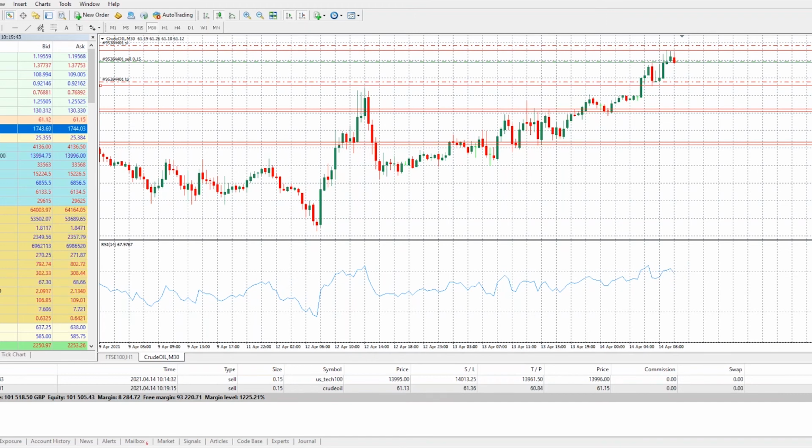Let's take a look at gold. Yeah, Michelle, there should be some indicators available in the mobile app as well.